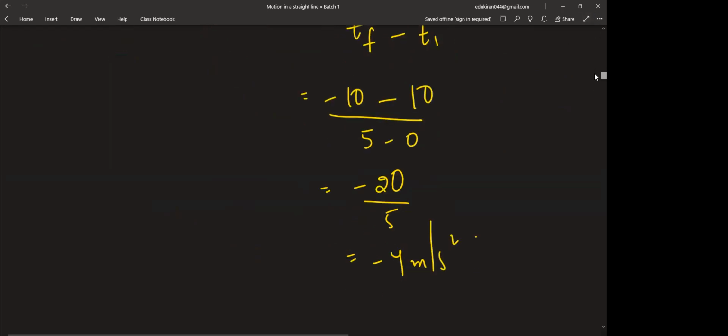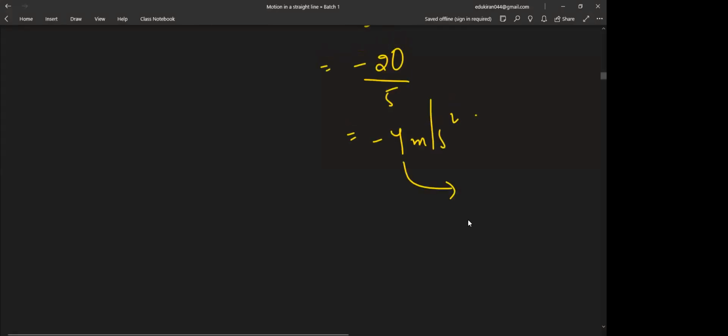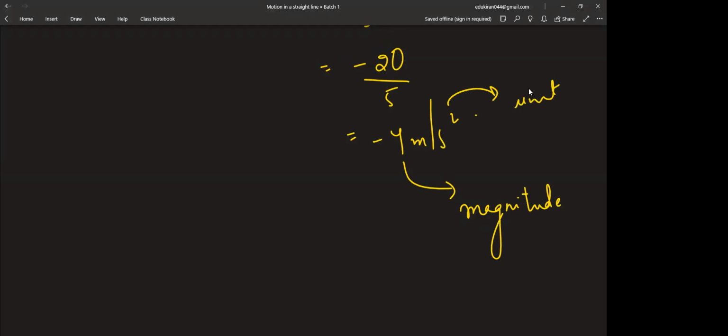Now our magnitude, this 4, is the magnitude. Magnitude means without the sign, just a number. What is meter per second square? It is the unit. And what is this negative sign telling? The negative sign is telling left. The final direction of acceleration is towards the left.